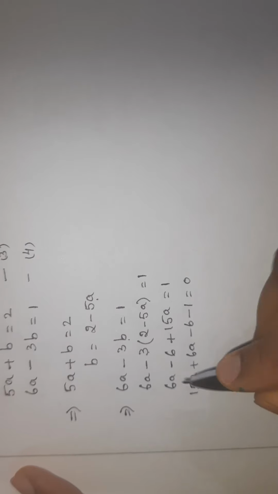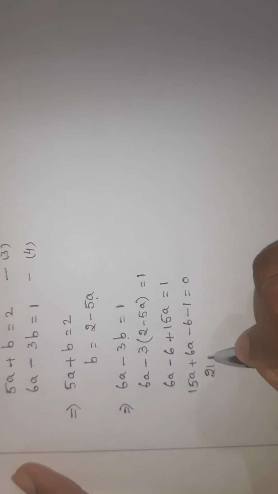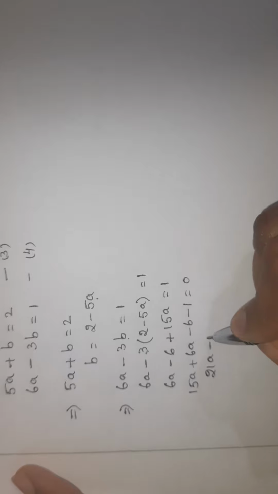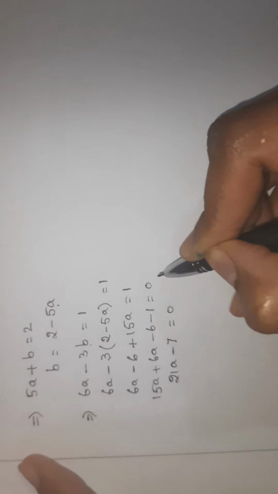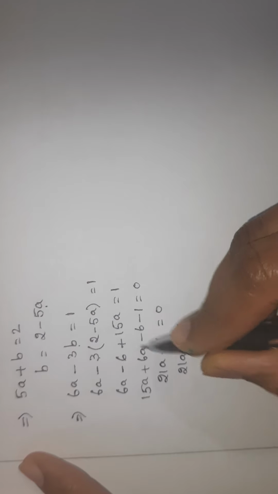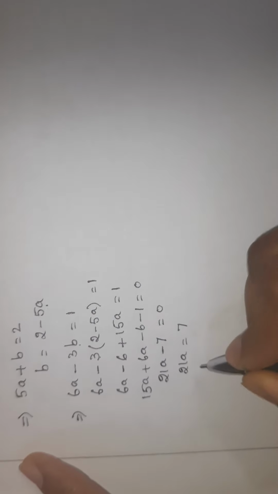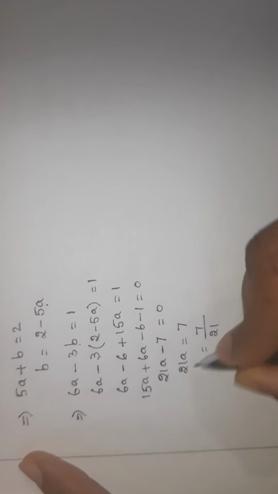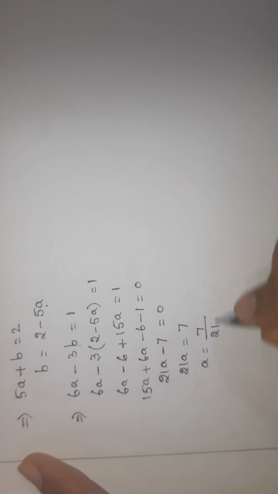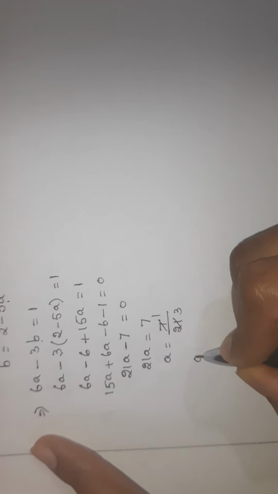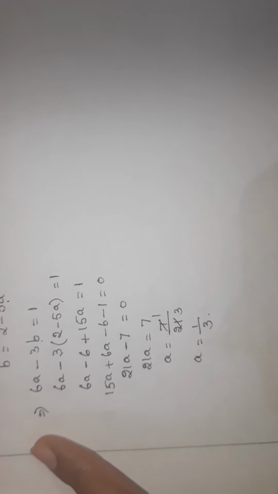15a plus 6a becomes 21a. Minus 6 and minus 1 both have the same sign, so we have to do addition. Therefore minus 7 is equal to 0. Then 21a is equal to 7. Minus 7 transposing becomes positive. Therefore a is equal to 7 by 21. So 21 is multiplying, after transposing it divides. 7 ones are 7, and 7 threes are 21. Therefore a is equal to 1 by 3.